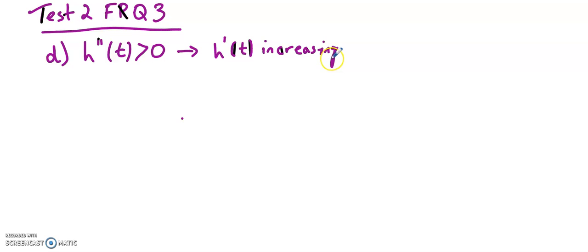And if h' is increasing over the interval, then that would force all my rectangles to be inscribed. And thusly, this would be an underestimate.